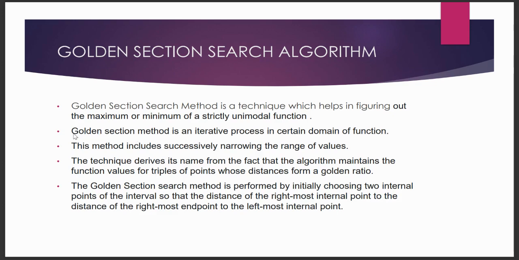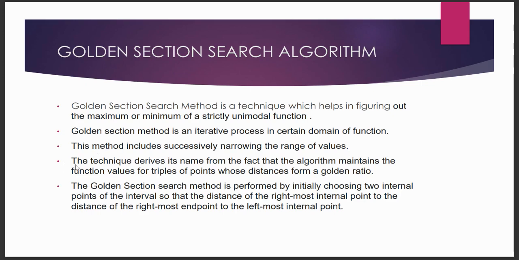Let's come to the second point. The golden section method is an iterative process in a certain domain of the function. This method includes successively narrowing the range of values. So this method is based on evaluating the objective function at different points in the interval, let's say a naught to b naught. We choose these points in such a way that an approximation to the minimizer of f may be achieved in as few evaluations as possible.